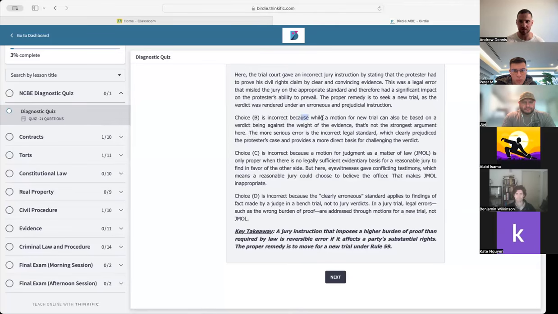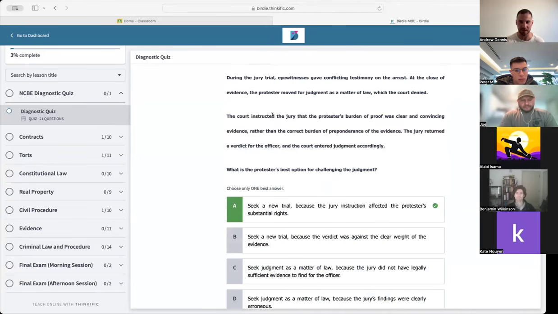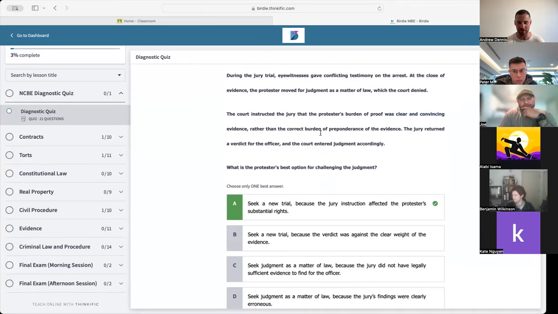So B is incorrect because it can be based on verdict against clear weight of evidence, but that's not the strongest argument here because they don't give us anything in the fact pattern to show that there was a verdict against the weight of the evidence. It was just that the jury instructions were wrong. It seemed like the verdict did kind of align with the evidence. It was clear and convincing. It just wasn't beyond the preponderance of the evidence.